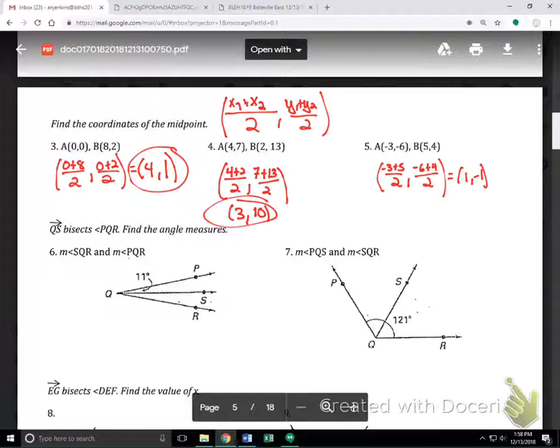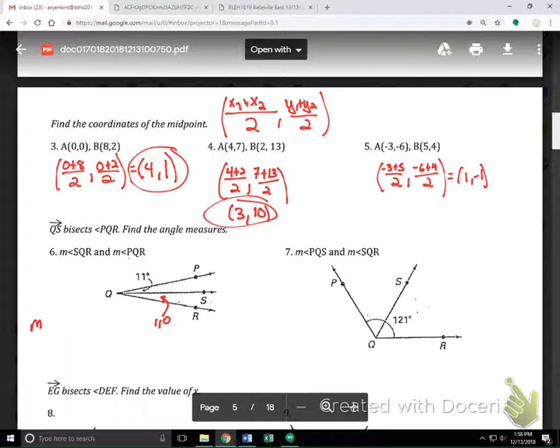The key part of the next group of questions is right here, is that it's being bisected. If you do not read the fact that this is bisected, this question is super confusing. So we know that it's been bisected. So if this angle right here is 11, and the whole angle's been bisected, what is the measure of RQS? 11. Has to be 11 because it's bisected, has to be the same. So it has to be 11 degrees.